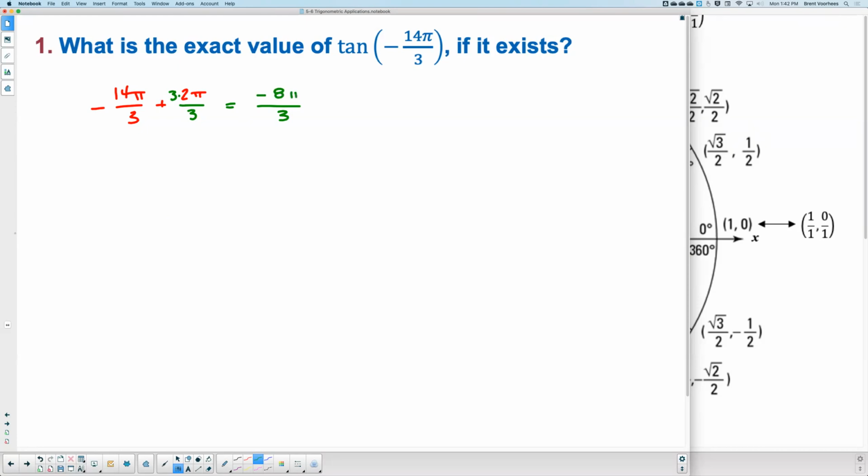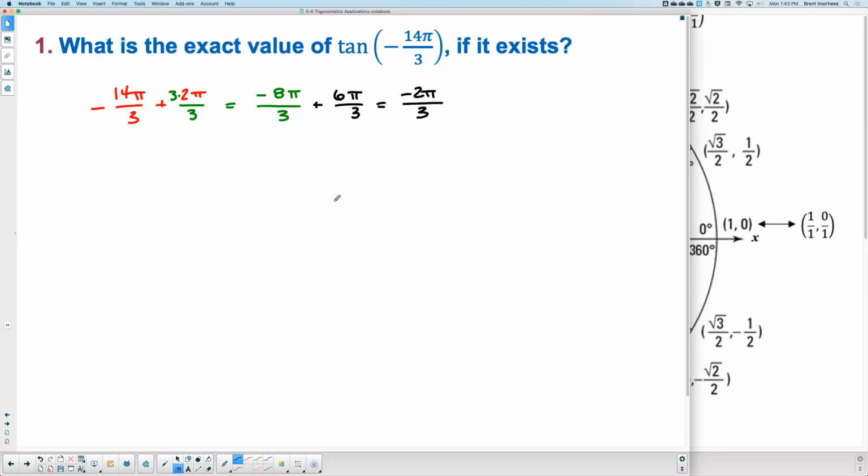Negative 8 pi. Now, is that going to be on the unit circle? What's wrong with that one? Still too small. So what do we do now? Add another 2 pi, which this time I'm just going to write as 6 pi over 3. If any of you are lost, what is 6 divided by 3? 2. I'm adding 2 pi, just doing it as a common denominator. So negative 8 pi over 3 plus 6 pi over 3, how many pi's if it's negative 8 pi plus 6 pi? Negative 2 pi over 3.